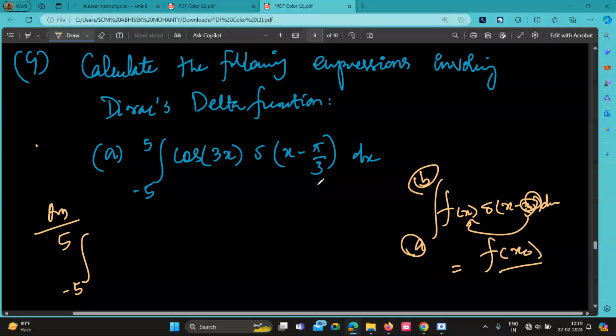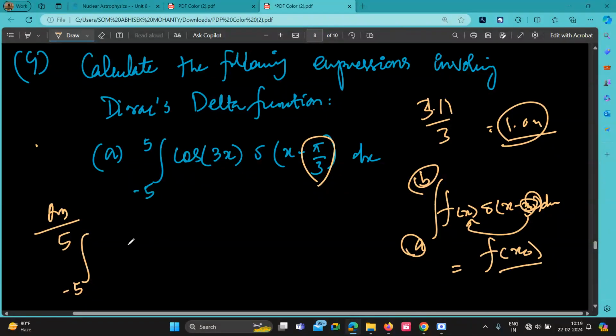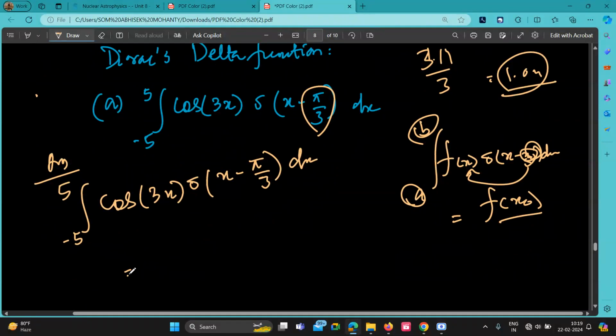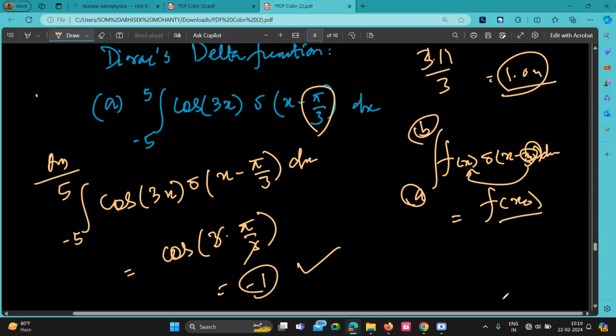So exactly we'll do this here. From minus 5 to 5, tell me, does pi by 3 lie between minus 5 and 5 or not? Pi by 3 means 3.14 by 3, something around 1.04. So 1.04 lies between minus 5 and 5. So I can do it as cos 3x delta(x minus pi by 3) dx. So pi by 3 I can directly put here. So cos of 3 into pi by 3, that means 3 and 3 gone, cos pi. Cos pi is minus 1. So the answer is minus 1. Is it clear? I hope it's clear.